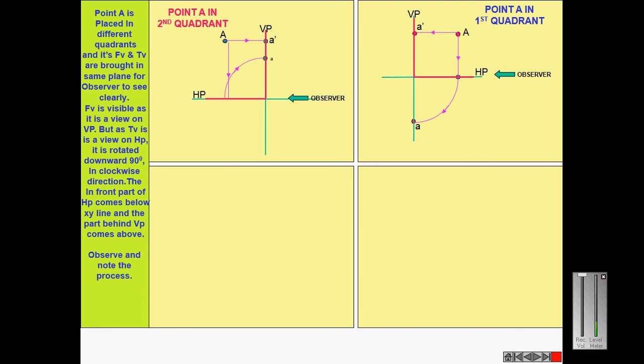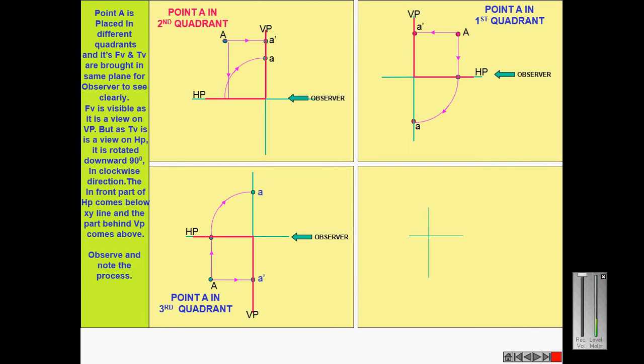And the third case is, if an object is in the third quadrant, you will get the front view on the vertical plane, so A dash will be on the vertical plane, and the top view on the horizontal plane. Then what about the next step? Rotate the horizontal plane 90 degrees in the clockwise direction, so your top view will be above the XY line. If an object is in the third quadrant, its front view will be below the XY line and its top view will be above the XY line.